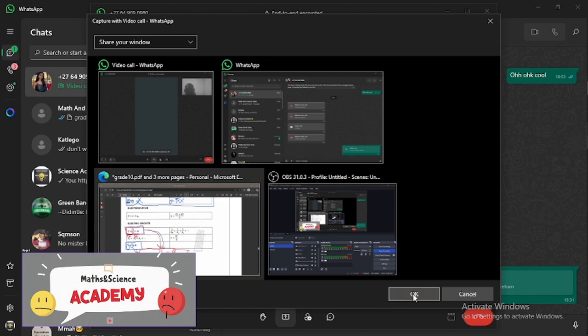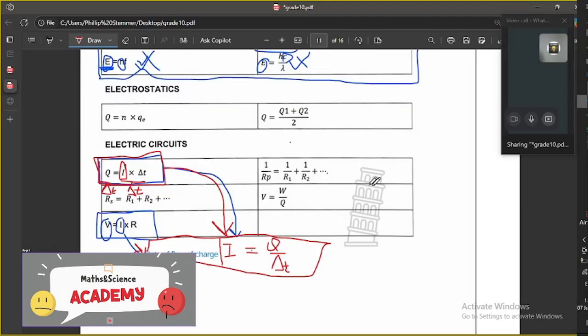Let me just share my screen. So we're here. Current is the rate of charge, which is measured in amperes, A.